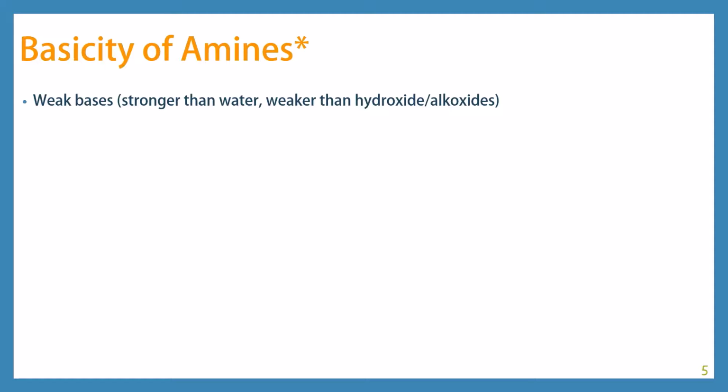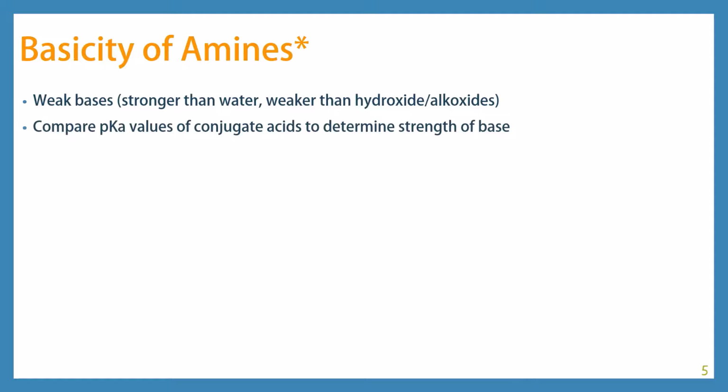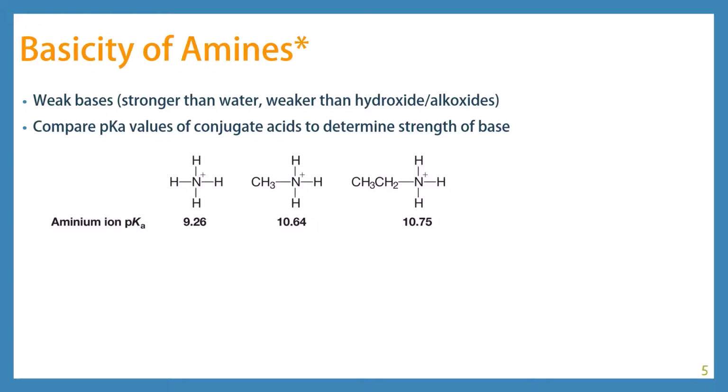So the main way that we've seen amines used in organic chemistry so far is as weak bases. They are stronger than water, but weaker than hydroxide or alkoxides. And the way that you can determine the strength of an amine as far as its basicity goes is to compare the pKa values of conjugate acids. So for example, all of these are protonated amines, and the more acidic the conjugate acid is, the weaker the base. So ammonium is the conjugate acid of ammonia.